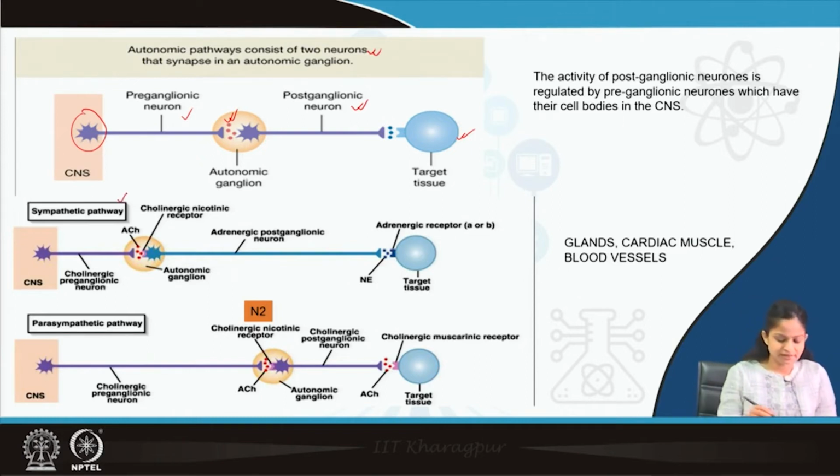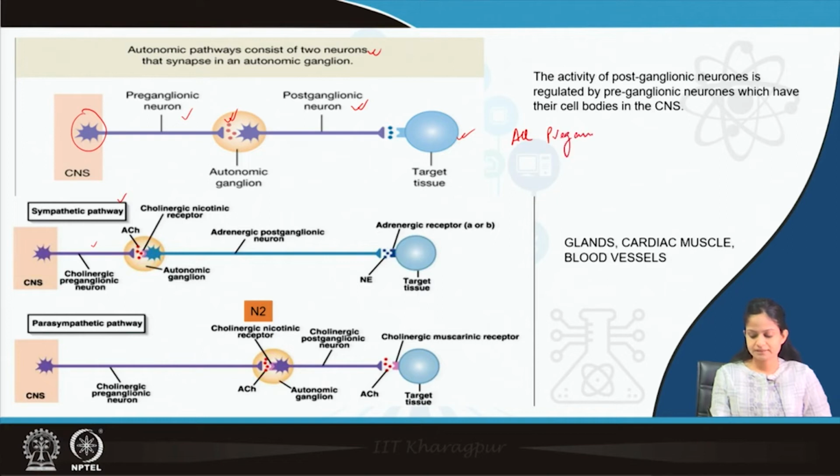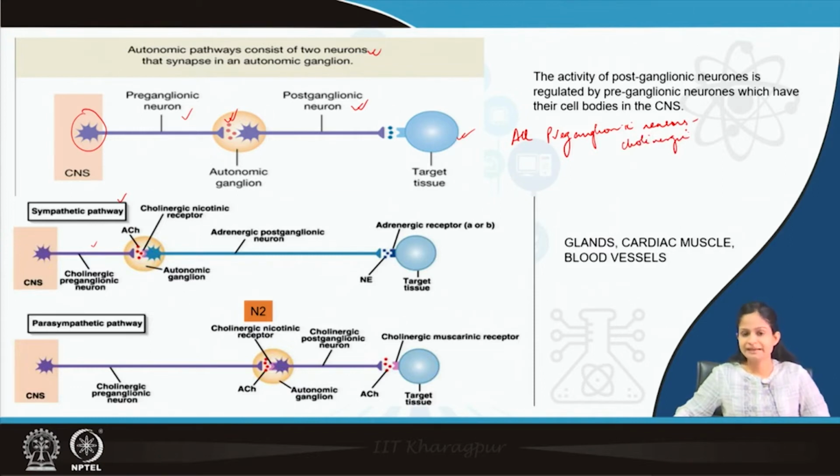In case of sympathetic nerve fibers, the preganglionic neurons are usually shorter. Now, before that I would like to say that all preganglionic neurons are cholinergic. You have to remember this: all preganglionic neurons are cholinergic, that means they secrete acetylcholine, and for postganglionic neurons, depending on the nerve, whether it is sympathetic or parasympathetic, the neurotransmitter will be secreted.